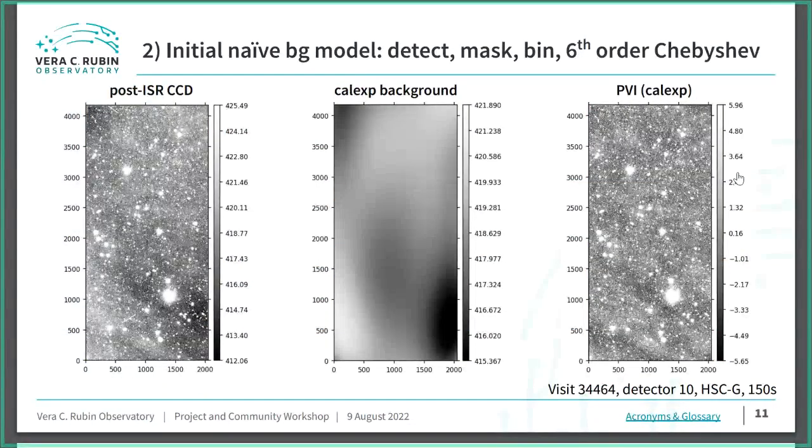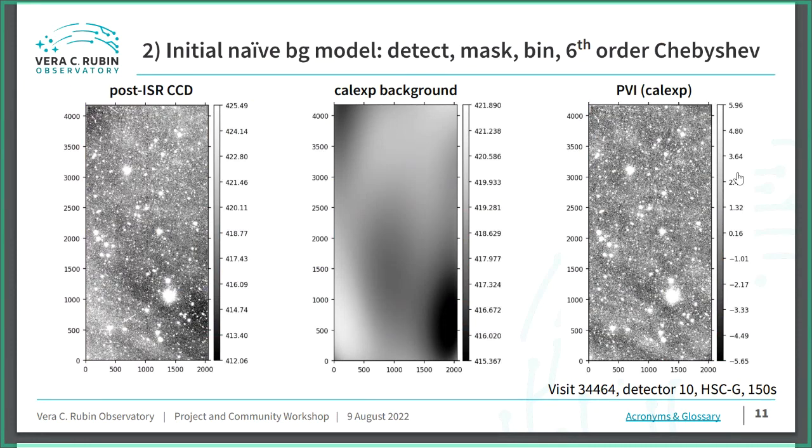So the post-ISR CCD comes out. This image is binned up. Detected sources are masked, and then a 6th-order Chebyshev polynomial is fit to the remaining pixels to generate a background map. This is a process that will be familiar to many people in the room, I'm sure. And the background model is subtracted from that image to produce what's known as a PVI, a processed visit image, and you may hear us refer to that as a CalExp, a calibrated exposure. PVI is the official name. So that's the end of the line for single frame imaging for your source catalogs. If you're looking at source level imaging, that's the data that you'll have access to.